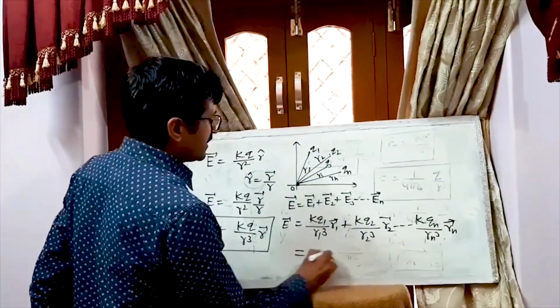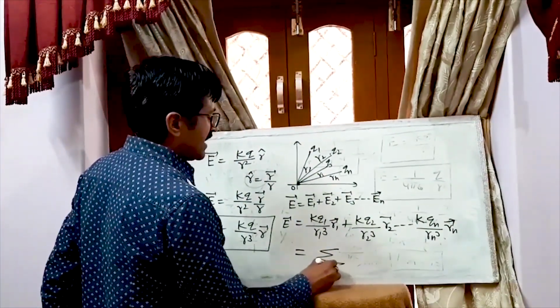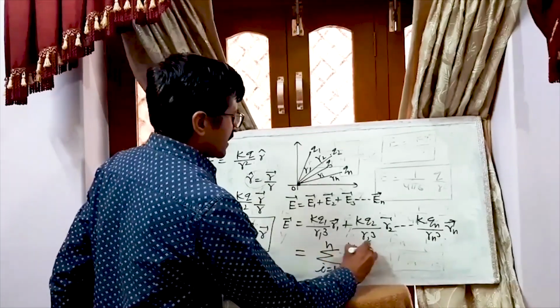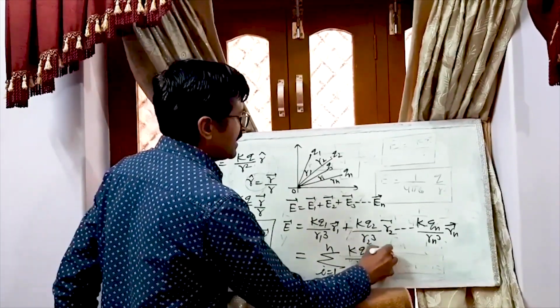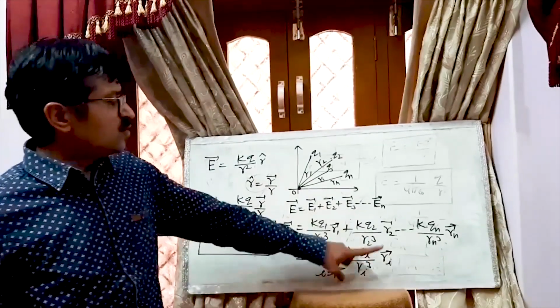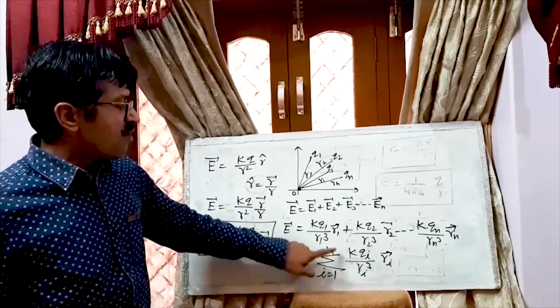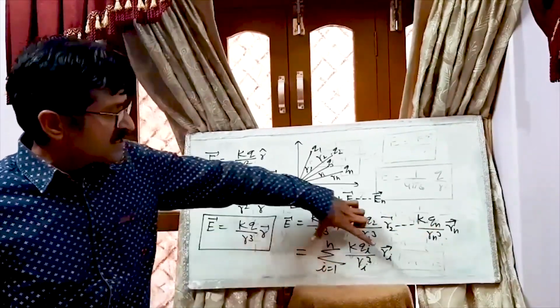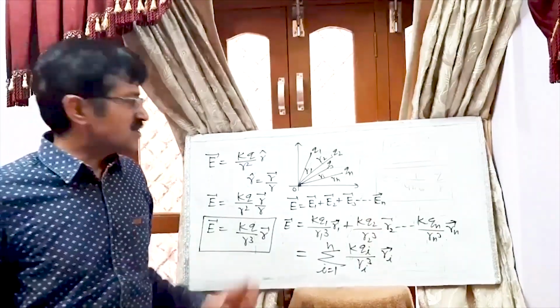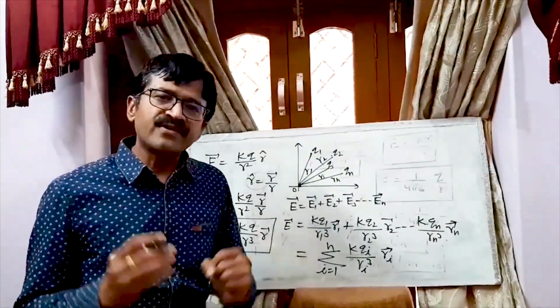It can be taken in summation, sigma i equal to 1 to n, K Qi upon Ri cube Ri vector, where the value of i will change from 1 to n, and you can write this whole thing as a single term in terms of summation. This is about electric field intensity.